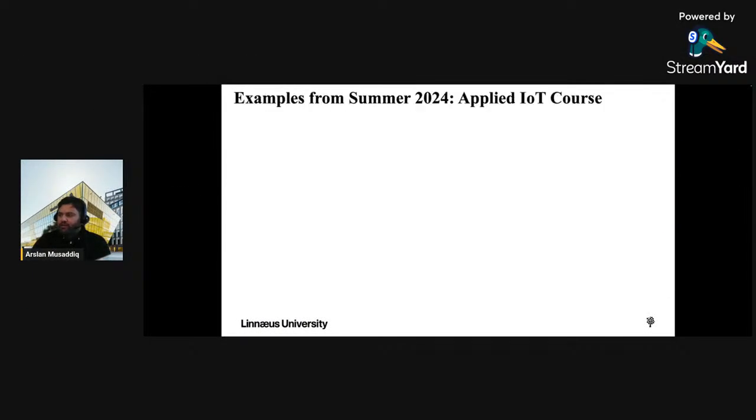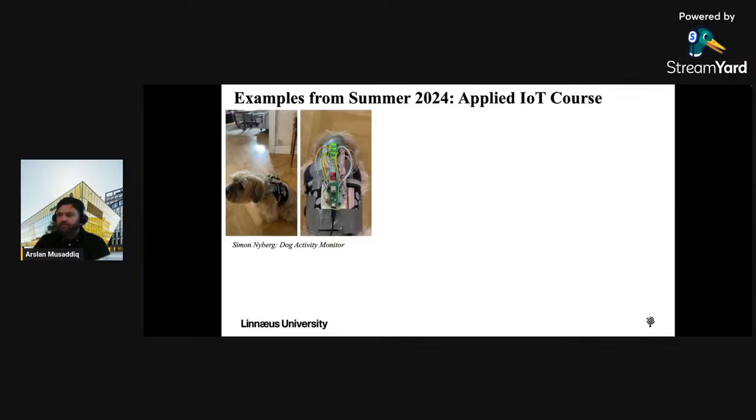Now, to inspire you, I will show you some examples from the summer 2024 applied IoT course. Last year in summer, we had this course where several interesting IoT projects were developed. Let's take a look at some of the examples to get a better sense of how IoT can be applied in various real world scenarios.